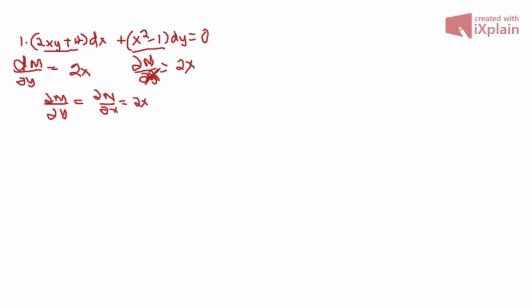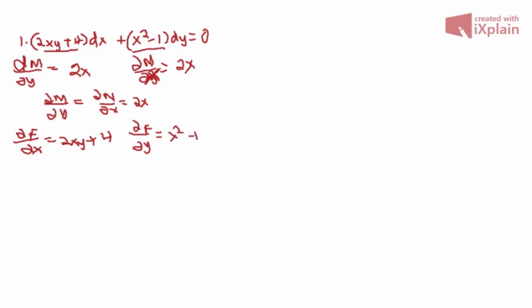This makes it an exact equation, right? And it being exact, this leads us to find a function, right? Now, this means that del f over del x is equals to m and del f over del y is equals to n. So we have to choose between these two. Let me just write them exactly. This is 2xy plus 4. This is x squared minus 1.